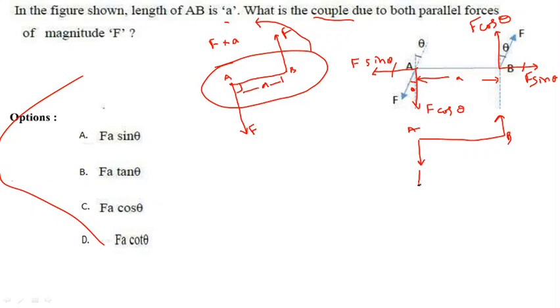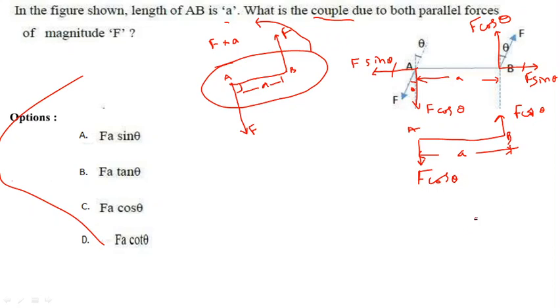The component of this force is F cos theta, and this also F cos theta. The distance between these two forces is A. Now the two equal and opposite forces are acting at some distance apart, that is A. Then it will form a couple.